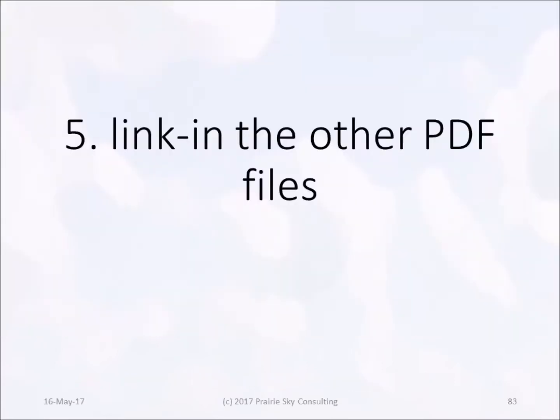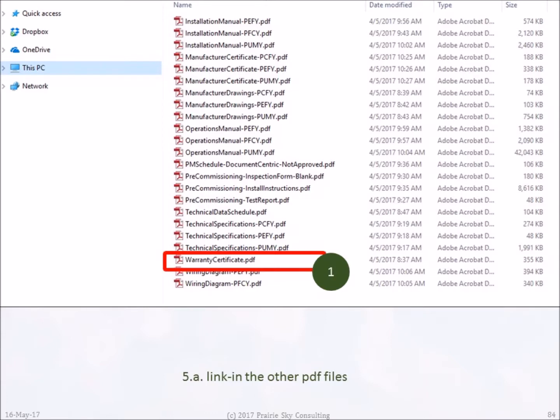So now let's return to our next batch of submittals and link those into the COBie form. The next document is the warranty, and this applies to all three of our types.